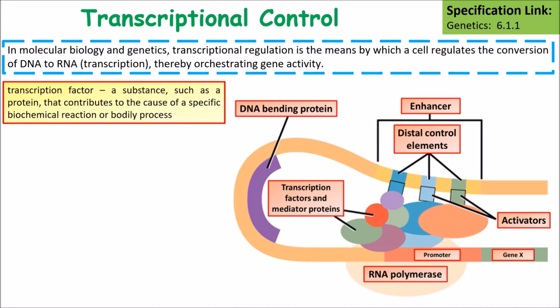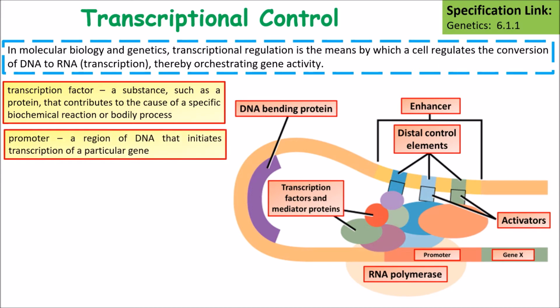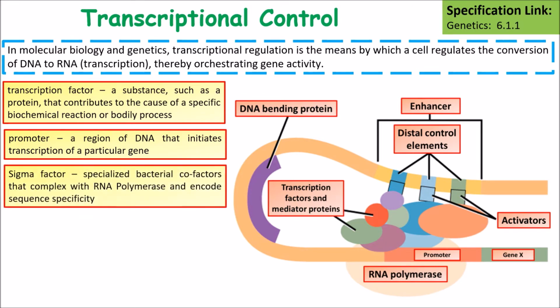It can do this in a number of different ways. You can have a transcription factor, a substance such as a protein that contributes to the cause of a specific biochemical reaction within a body process. A promoter is a region of the DNA that initiates transcription of a particular gene. You've got sigma factors, which are specialized bacterial cofactors that complex with RNA polymerase to encode for a sequence specifically.